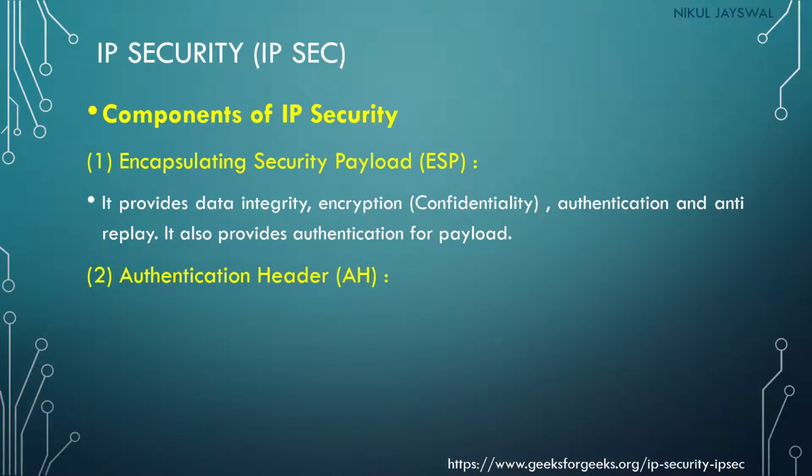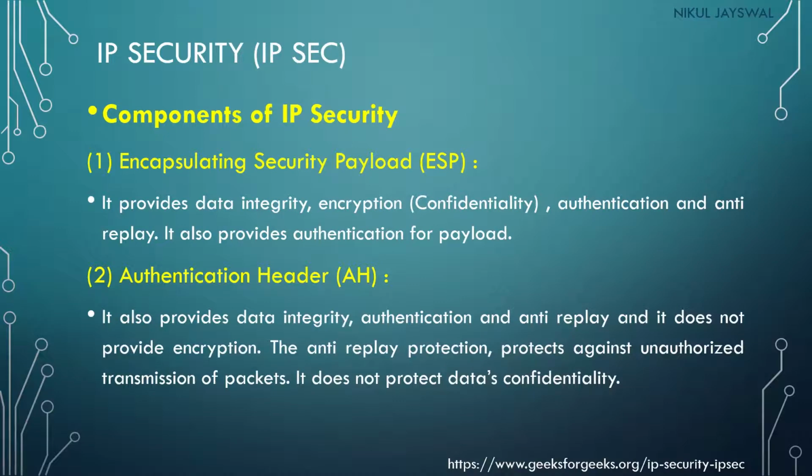The second component is the authentication header. If you want to provide confidentiality, you will use the ESP, and if you only want to provide authentication without confidentiality, then you can use the authentication header. It also provides data integrity, authentication, and anti-replay, and it does not provide encryption. The anti-replay protection protects against unauthorized transmission of packets. It does not protect the data's confidentiality. So if you want to provide authentication, you will use the authentication header, and if you want to provide encryption, confidentiality, or integrity, we will use the ESP.